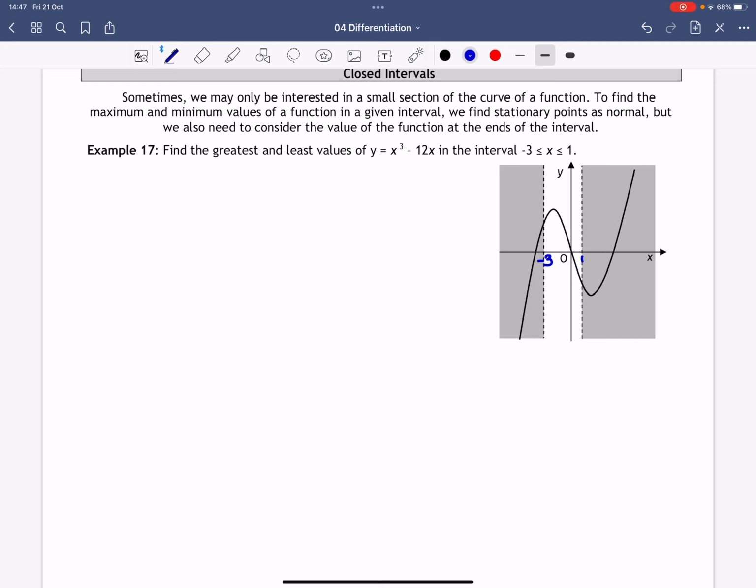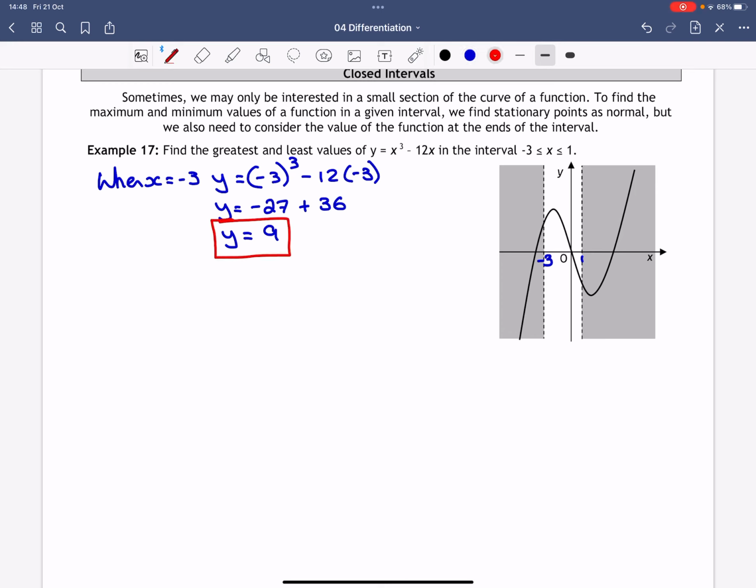So let's go ahead and, first of all, find the boundary conditions. Let's sub minus 3 and 1 into my original equation. So when x is equal to minus 3, y is equal to minus 3 cubed minus 12 times minus 3. So that's minus 27 plus 36, which is going to give us 9. Let me just highlight that. So I've got a y value of 9 just now.